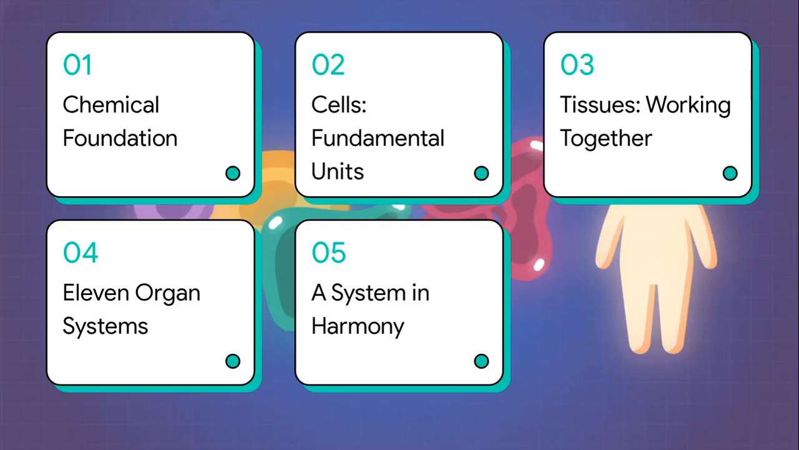All right, here's the quick rundown of our syllabus. First, we'll cover the chemical foundation, then move into cells, the fundamental units. From there, we look at tissues, cells working together, up to the 11 organ systems, and finally, a system in harmony. Basically, we're taking a bottom-up assembly approach today, starting incredibly microscopic and continuously zooming out until we see the fully integrated human organism. Let's get right into it.